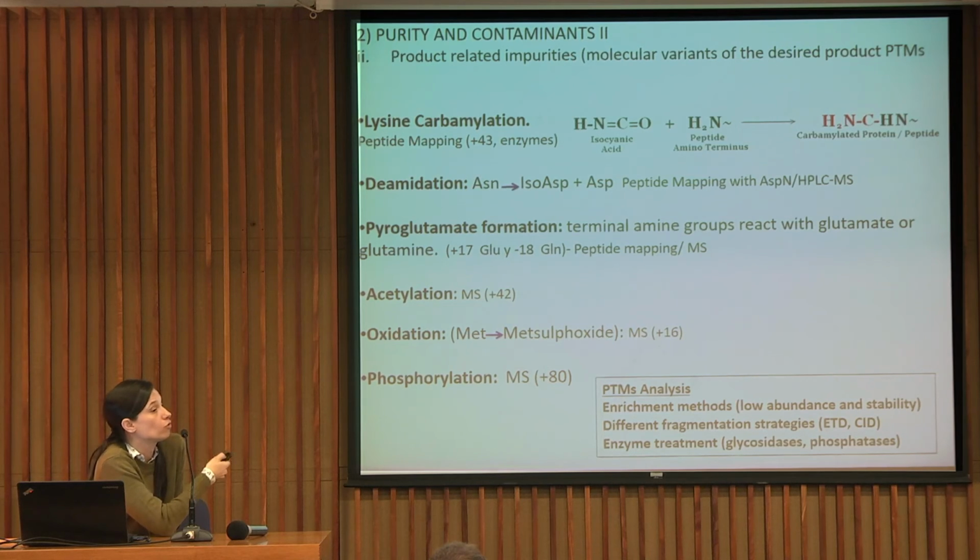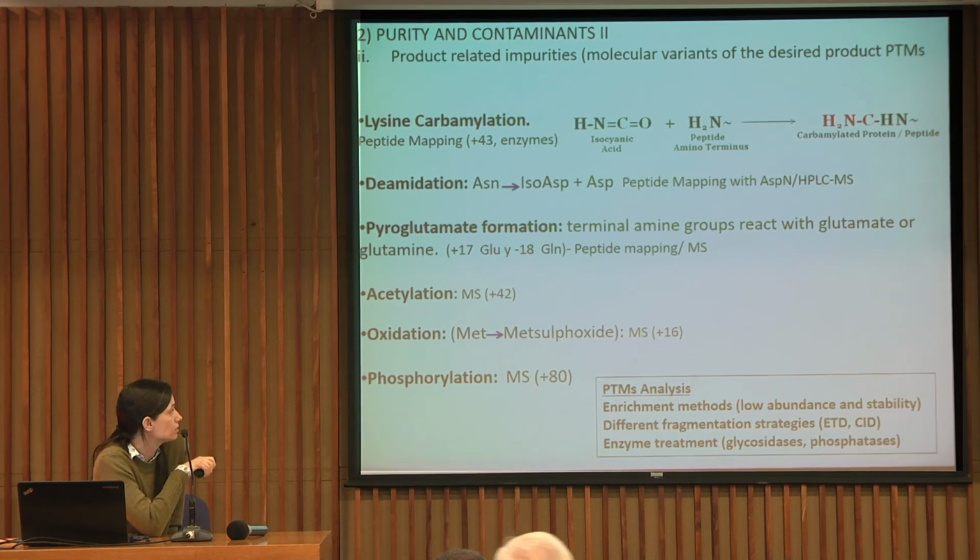Then we may have lysine carbamylation. If we're working with urea, it's very common to get lysine carbamylation, which generates a delta of 43. So again, we do a spectrum, we see it. Deamidation of asparagine to aspartic acid can also be seen by mass spectrometry. It can also be done by peptide mapping, because, for example, the enzyme Asp-N cuts at the N-terminal of aspartic acid. So by digesting with this enzyme, if it cuts or if it doesn't cut, it will tell you if you have an aspartic acid or an asparagine. Pyroglutamate formation is also very common, and you can distinguish the change in mass.